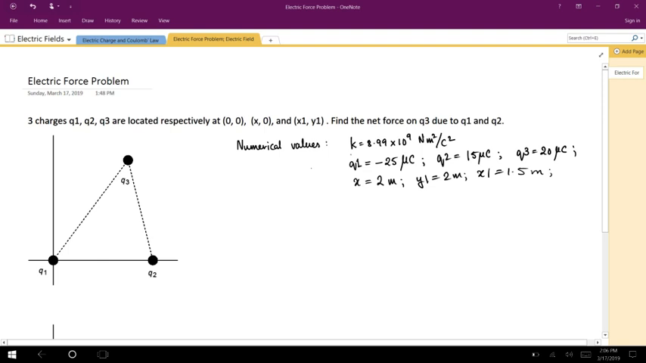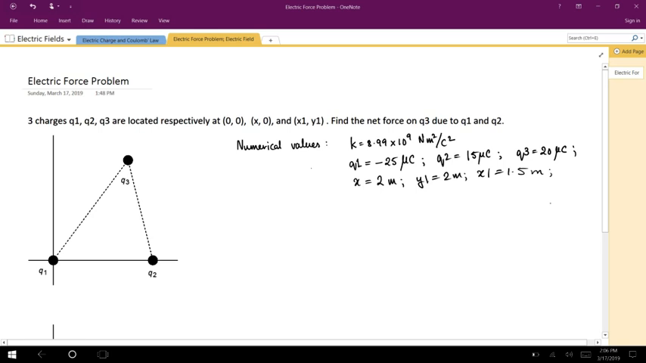Okay, numerical values are given to us. K, we know that the constant of proportionality for electrostatics is that number, 8.99 times 10 to the 9 Newton meter squared over Coulomb squared. And then each of the three charges, Q1, Q2, and Q3, and the distances x, y1, and x1 are given to us. But we will not focus on these numbers for now. We are going to solve this problem algebraically. And then later on, we'll come back to these numbers and plug in to see what results we get.